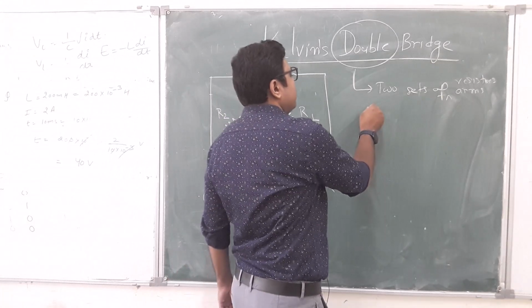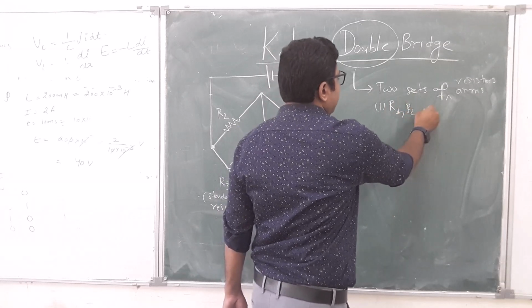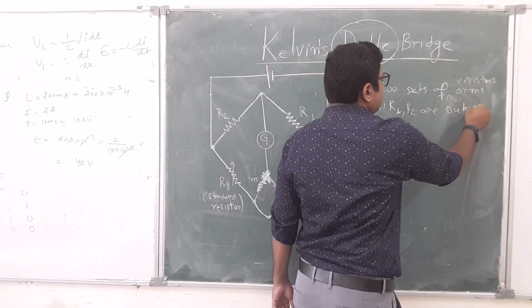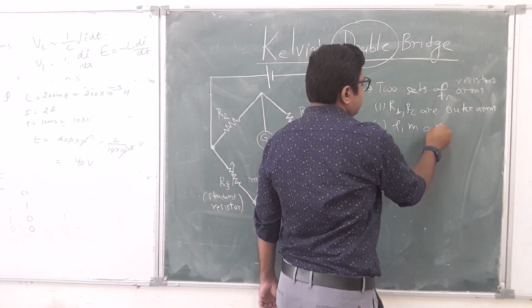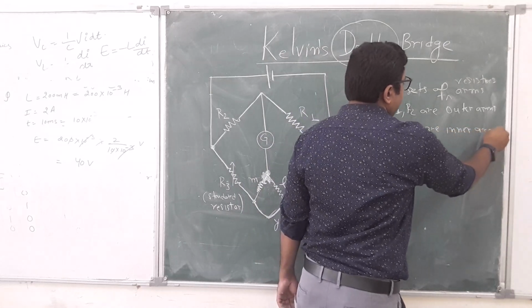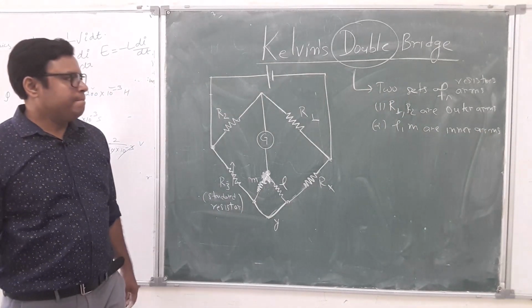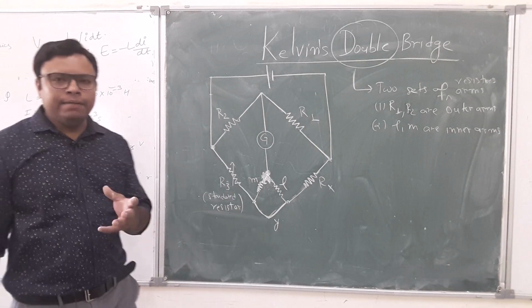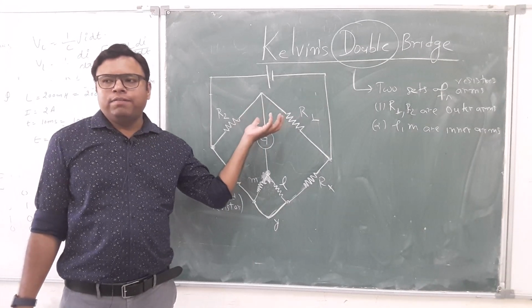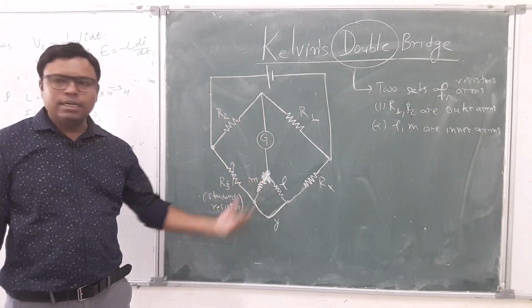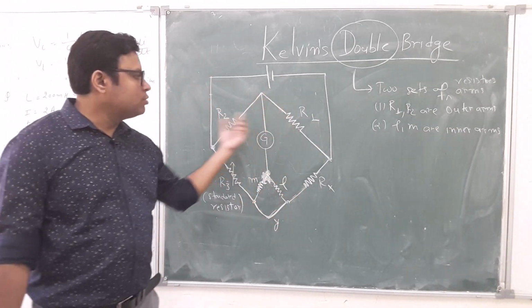Here the first set of arms R1, R2 are outer arms, and L, M are inner arms. These are the names. Nothing big. You can name it first set and second set, or outer set and inner set, because it is coming inside the bridge. So these are inner arms and these are outer arms.